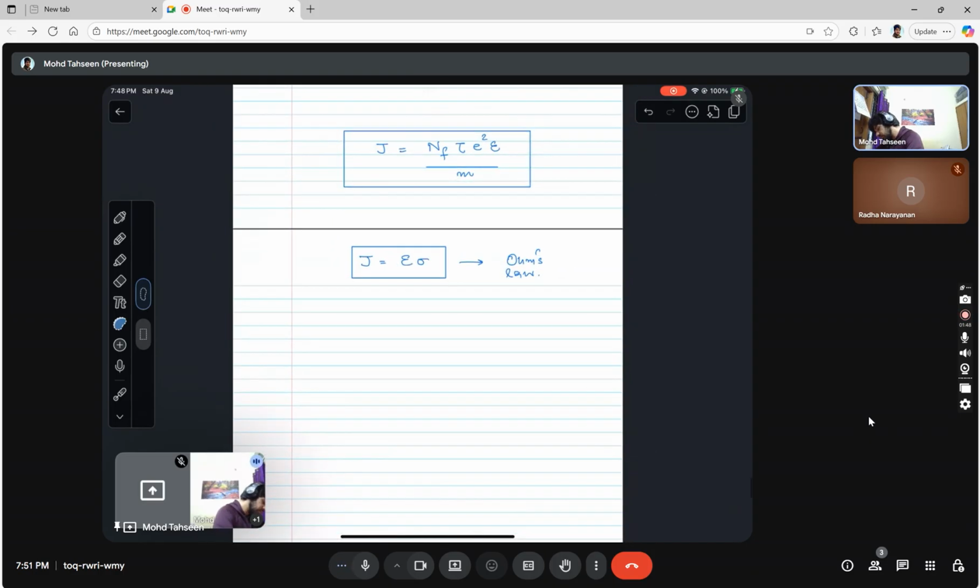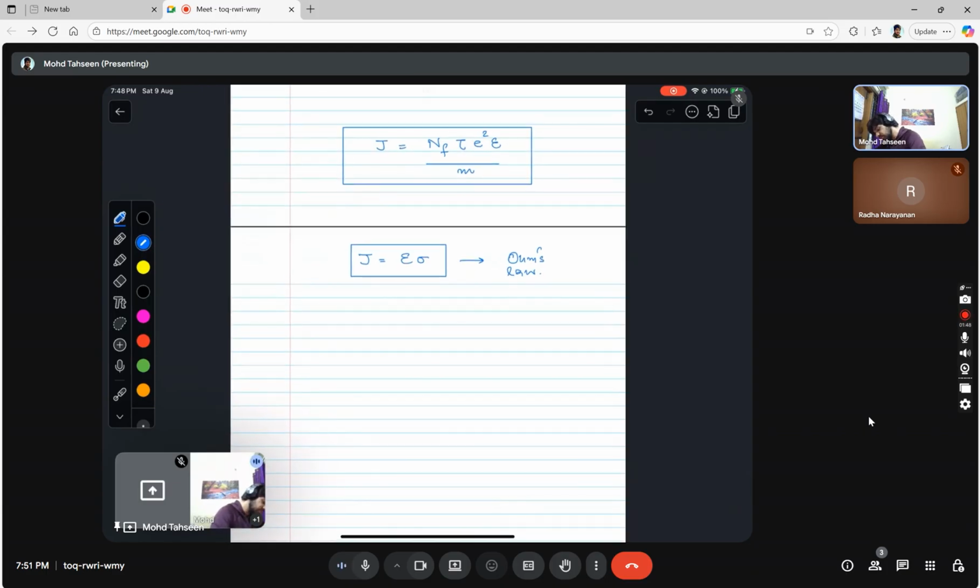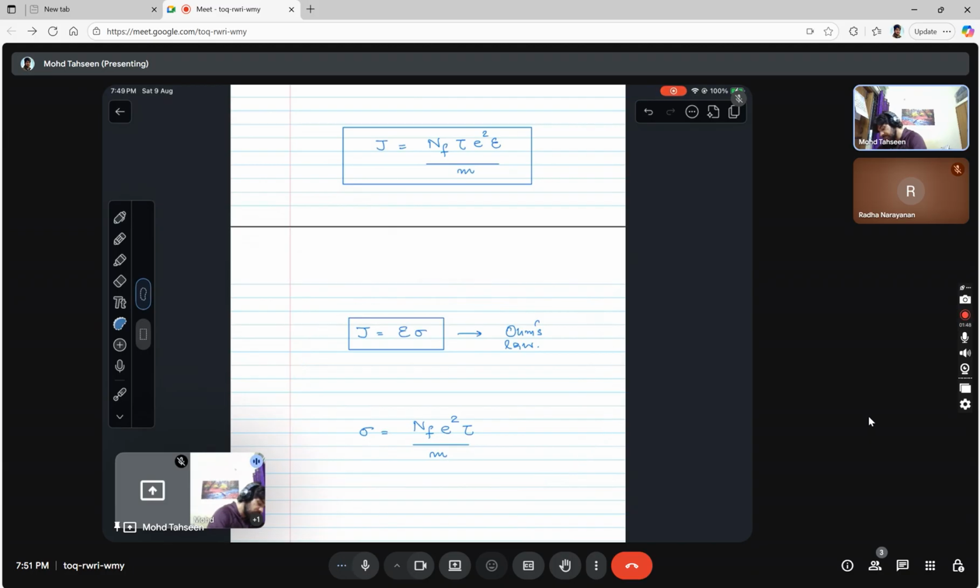Now if we relate these two expressions, we find that this sigma is equal to n_f e squared tau divided by m. I'm sorry, I may have used n_v earlier somewhere, so it's the same thing. n_v, n_f, these are the same quantities, okay. So this is now my sigma expression for conductivity.